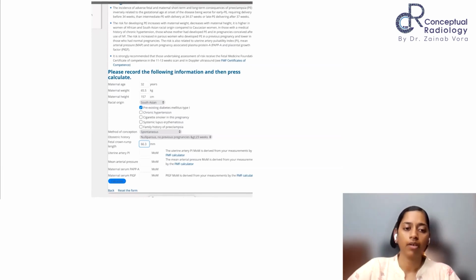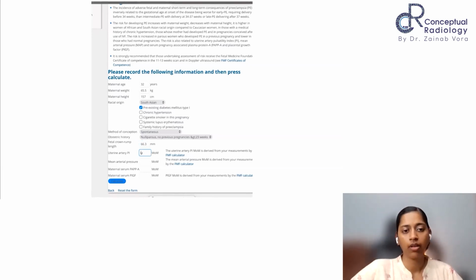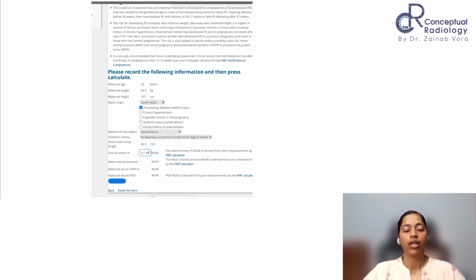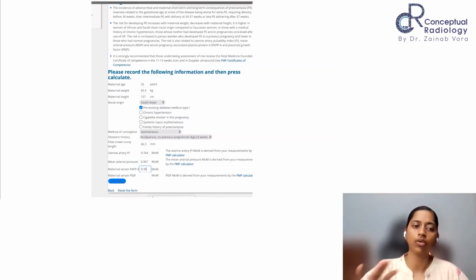If the biochemical markers are available, very good, because it is going to add a layer of specificity. The more parameters you use for predicting risk, the better answer you get. So if you have the biochemical markers, excellent. But if you don't, no problem. Even the mean arterial pressure, uterine artery PI, and the demography is good enough to give you a good risk.